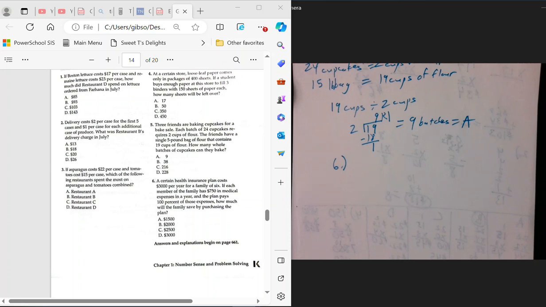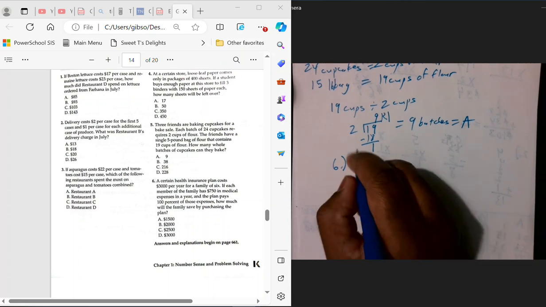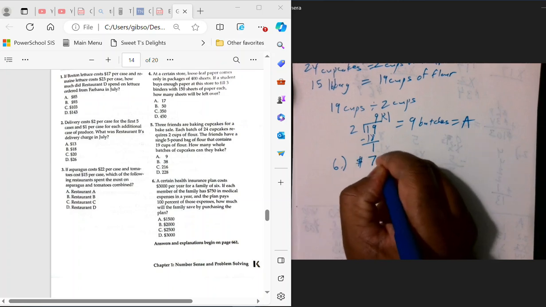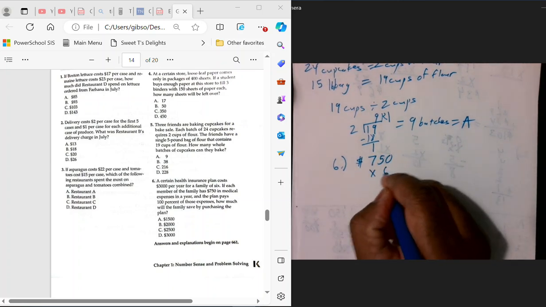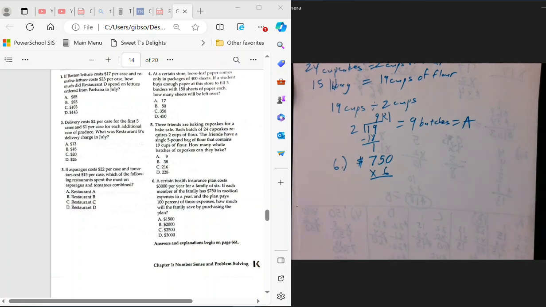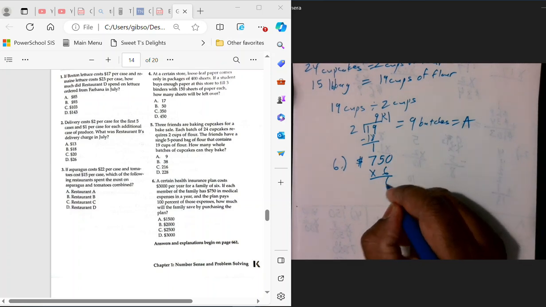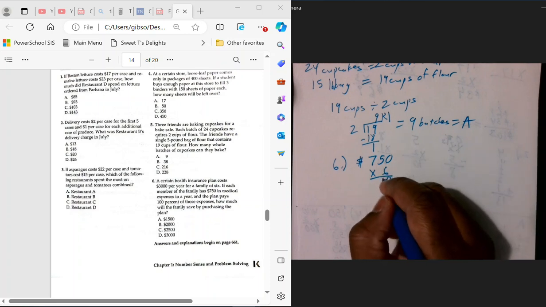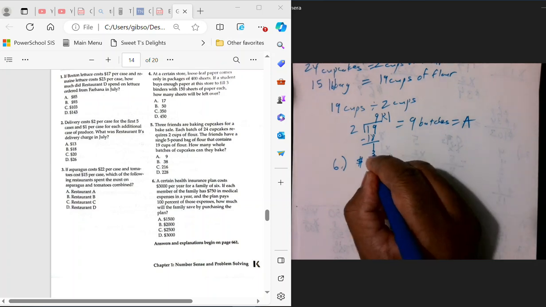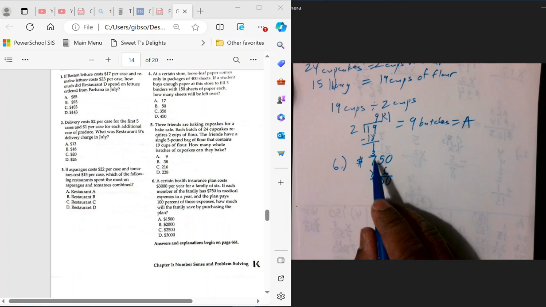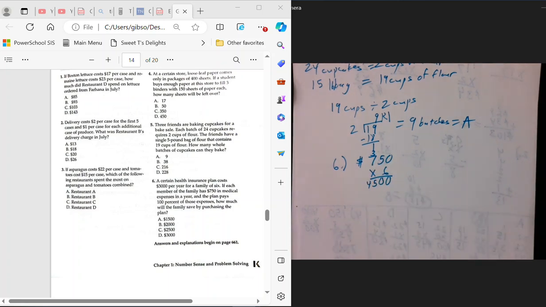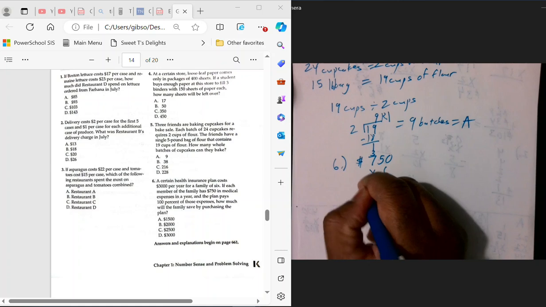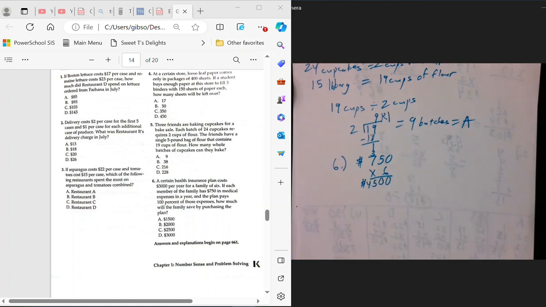Okay, so let's take a look at it. Each person spends $750 and there's 6 of them. So we'll take 750 times 6. So we have 6 times 0 is 0. 6 times 5 is 30. 0 carry a 3. 6 times 7 is 42. Plus 3 is 45. So we have 4,500 that they spent so far.